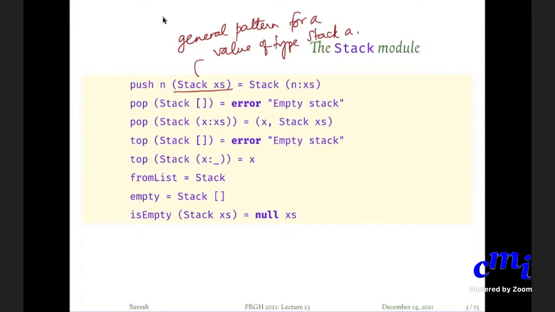If you want to pop from a non-empty stack, you will return the top element and you will return the tail of the original stack. The top element in an empty stack is error again. The top element in a non-empty stack is just x, and so on. FromList of xs should be Stack of xs, but we'll write it concisely as fromList = Stack. Empty is the Stack of the empty list. IsEmpty (Stack xs) checks whether xs is null or not. This is all standard.